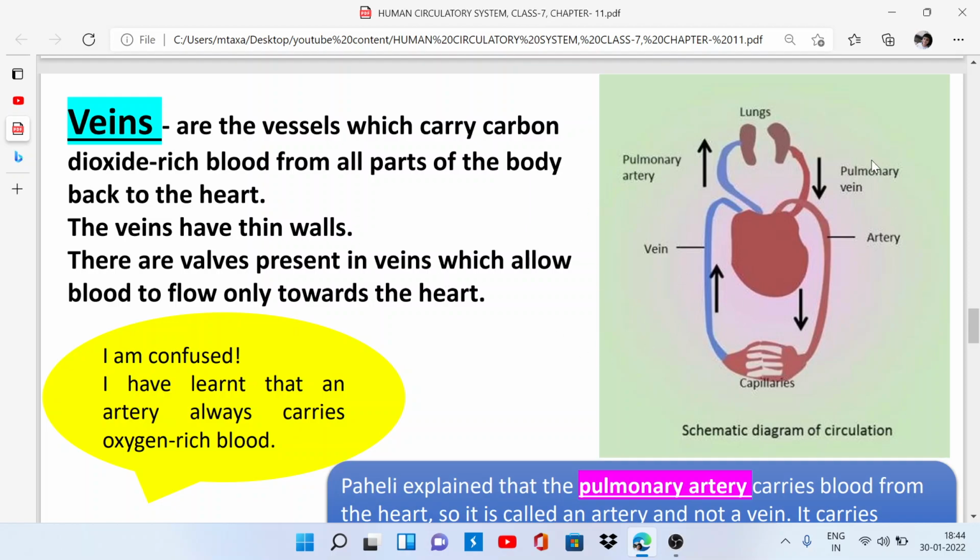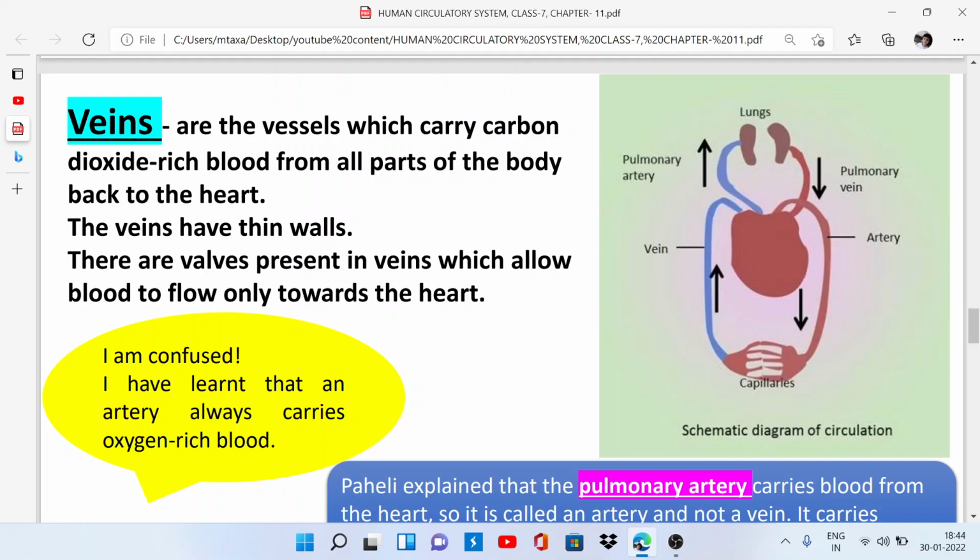This is the schematic diagram of the circulation. Here we can see this is the heart, and these are the arteries which bring blood from the heart to different body parts. Then in the body cells a chemical reaction occurs, and there is the release of carbon dioxide. Then veins supply this carbon dioxide rich blood back to the heart. From the heart, this carbon dioxide rich blood is supplied to the lungs. Here we can see the pulmonary artery which carries carbon dioxide rich blood.